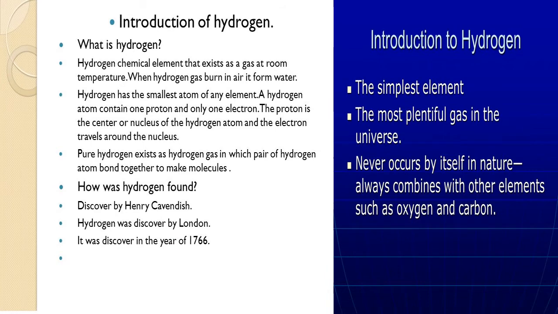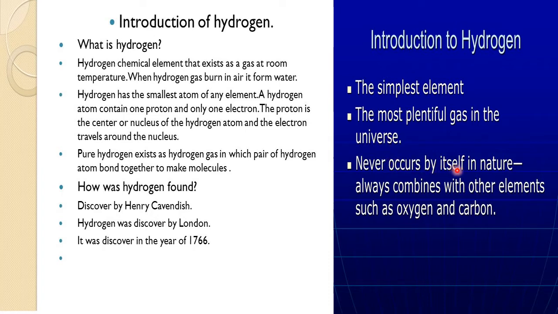Now let us come to the main point about hydrogen. This is very important. It is the simplest element, the first member, atomic number 1, with one proton and one electron, but no neutron. It is the most plentiful gas in the universe, because we are part of the solar system, and the sun is made up completely of hydrogen gas. Like that, many stars are there. That's why it is said to be the most plentiful gas in the universe.